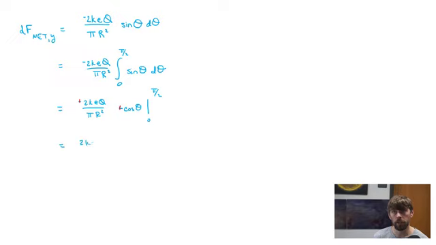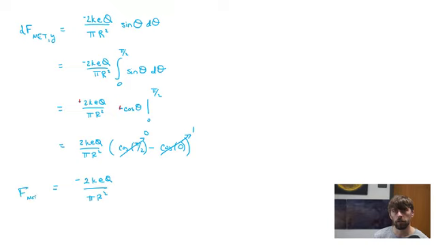We get a 2k e q over, cosine of pi over 2. Yeah, good. That one is 0. And then we have minus cosine of 0. What's cosine of 0? Yeah, good. 1. So at the end of the day, I get a negative 2k e q over pi r squared. And that is the net force, the y component.